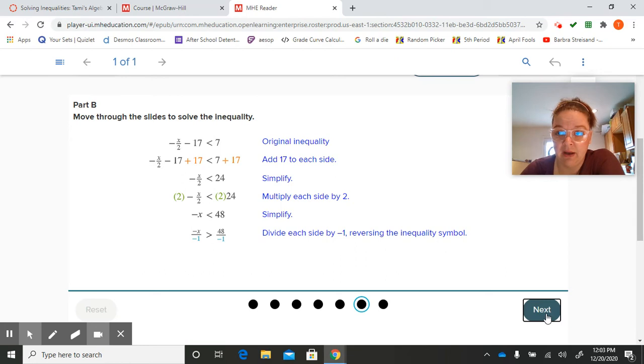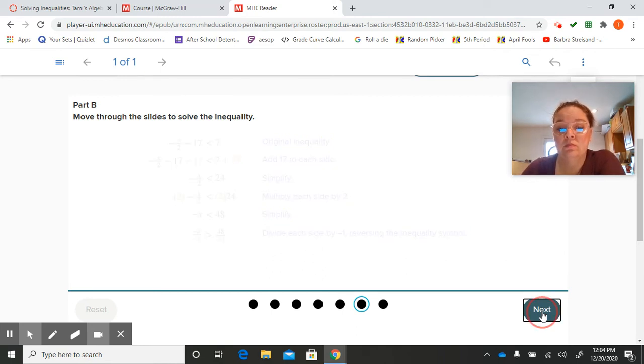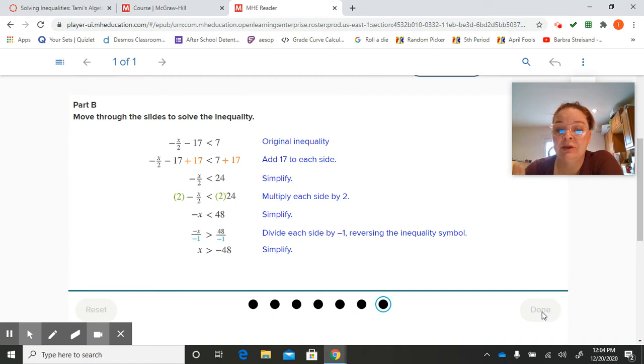Now, here's the trick. When you multiply or divide by a negative number in an inequality, you have to change your inequality symbol. Okay, so because we have this negative 1 here, it goes from being less than to being greater than. It's really, really important that you remember that. You have to reverse the inequality symbol when you multiply or divide by a negative number. So that is why x has to be greater than negative 48.